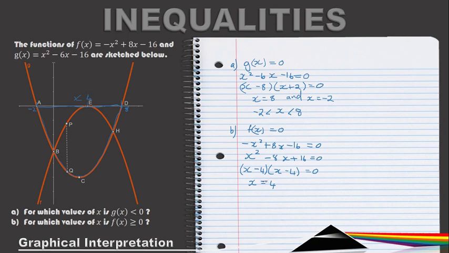So this is where f(x) is greater than or equal to 0. So x equal to 4 is the only place where it's actually equal to 0, but there's no place where it's greater than 0. So the answer is just x equals 4.